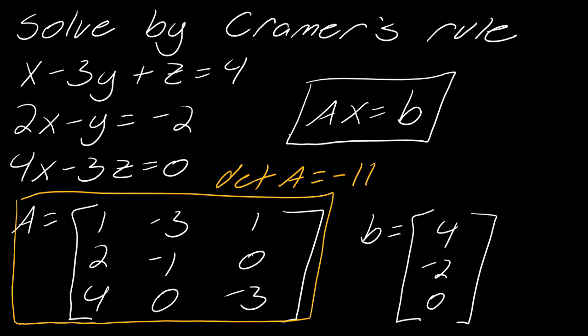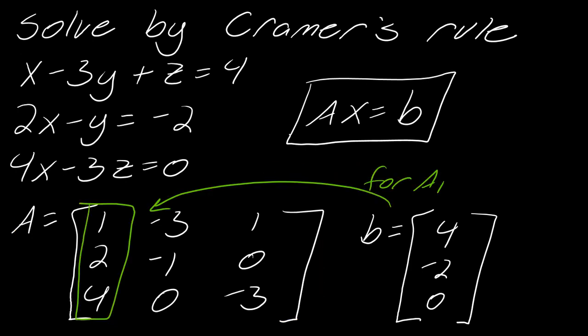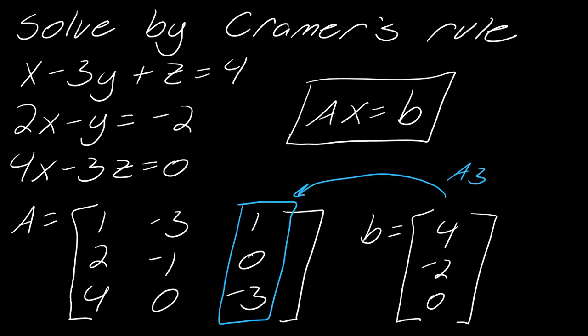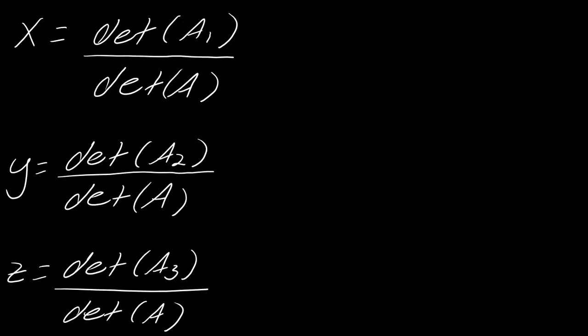So now what about the other matrices? For A sub 1, that is talking about the first column, and I'm going to replace this first column with my B column. Then for A sub 2, I'm going to take the second column and replace it with B. And for A sub 3, the pattern just continues: I take the third column and replace it with B. That's what I need to do each time. Then I find the determinant of each one of those matrices and you get your solutions.